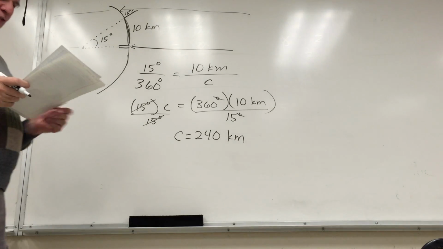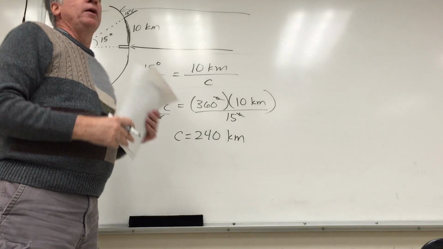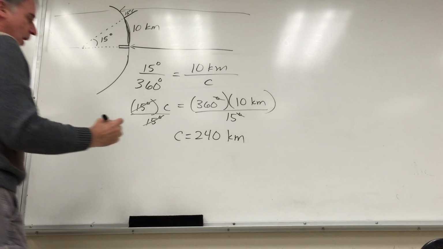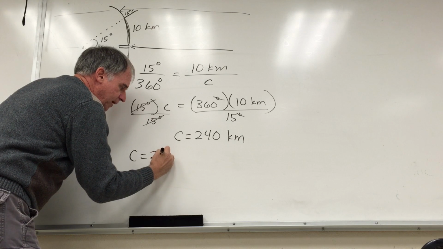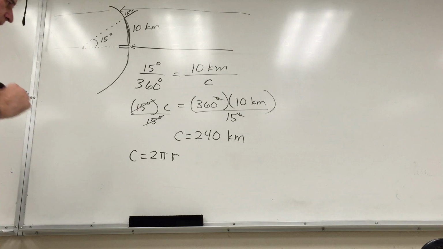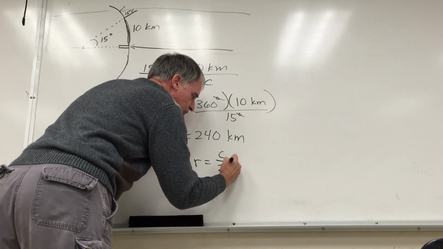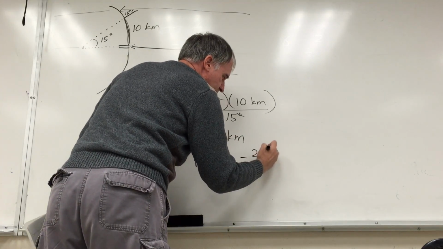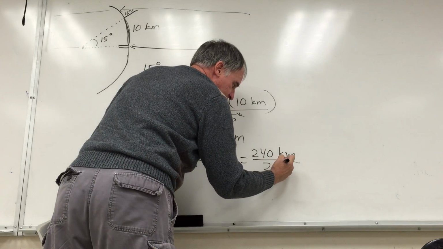The problem asks for the radius of the asteroid. And as you've been taught in the past, I know you have, the circumference of a circle or a sphere is 2 times pi times the radius of that circle. So the radius is the circumference divided by 2 pi. Here we do 240 kilometers divided by 2 and divided by pi.